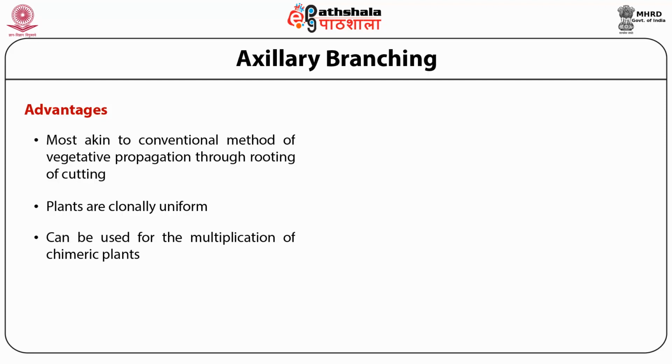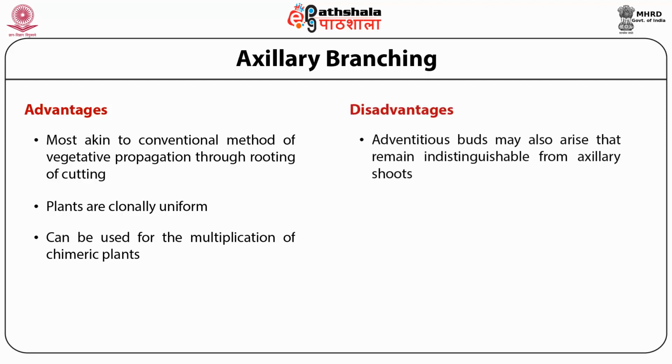What you need to be careful about in the axillary branching method is that, due to the continuous availability of cytokinin in the media, many times adventitious buds also start arising. So you want to distinguish between axillary and adventitious at each passage, discard the adventitious buds and only take the axillary ones forward.